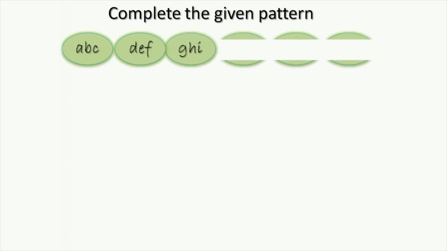Now, moving on to the next thing. Here I have used alphabets for making the pattern. I have written A, B, C in the first oval shape, then D, E, F in the second, then G, H, I, and the next 3 oval shapes I have left for you. You have to fill them. What will come next?